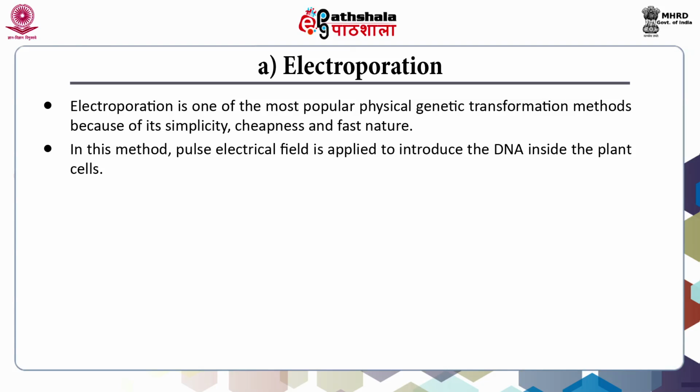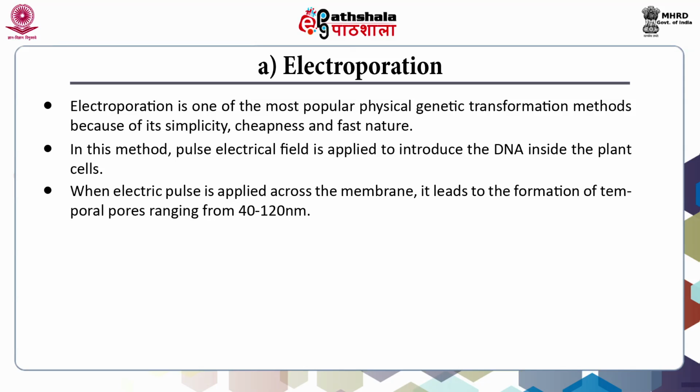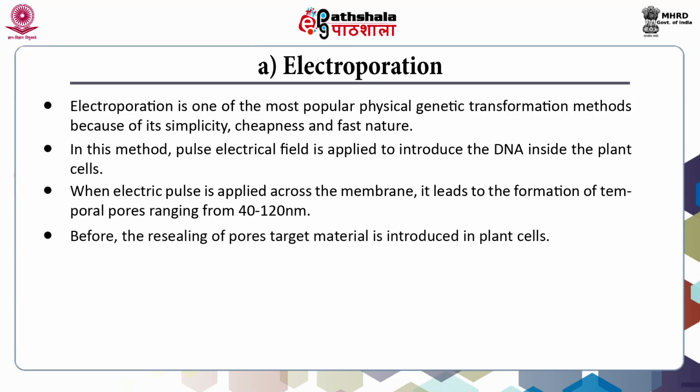In this method, what happens? An electric field is applied so that DNA can be introduced inside the plant cells. When an electric pulse is applied across the membrane, small pores ranging from 40 to 120 nanometers are formed. Before the resealing of the pores, target material is introduced into plant cells.